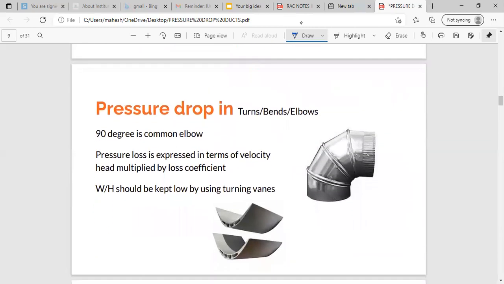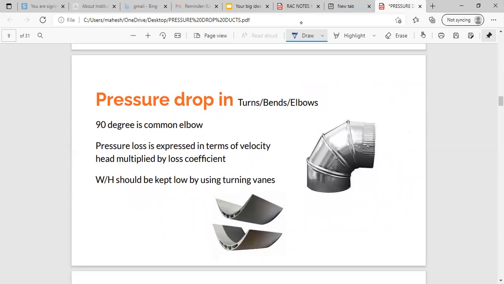Then turns, bends, elbows. These contribute in a major way to the pressure drop in duct systems. The most common elbows used in duct systems are 90-degree elbows, the 90-degree turns, which could be circular in cross section or rectangular in cross section.